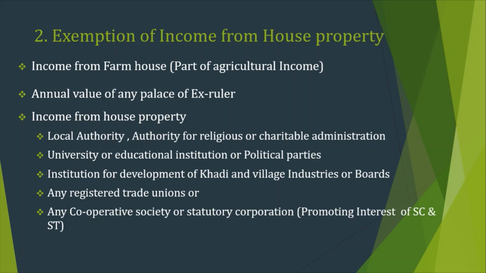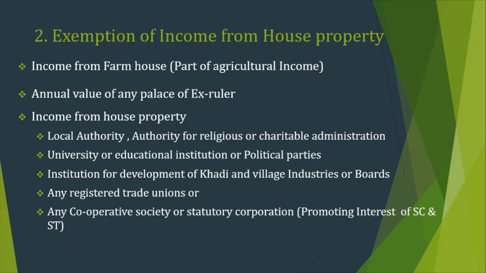Okay. Income from house property of a local authority for legal and charitable administration shall be excluded from the computation of tax. Then university, educational institution, political parties, institution for development of khadi and village industry, as well as khadi and village boards, any registered trade unions, any cooperative society, statutory corporation for promoting the interest of SC and ST, scheduled caste and scheduled tribe. In that case, if they have any income from house property, that shall not be a part of their taxable income.